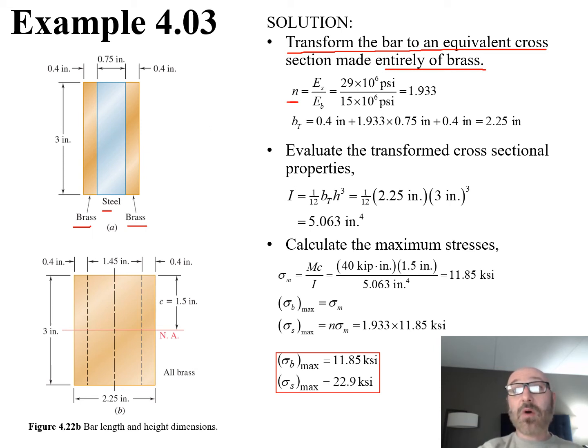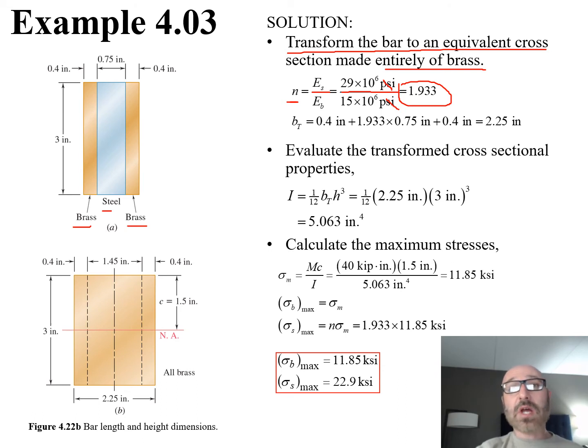So we take a look at that. We have our steel over our brass, so we can say n is equal to E sub s over E sub b, where those were given to us in the problem statement. Our E sub s was given to us as 29 times 10 to the 6 psi. Divide that by 15 times 10 to the 6 psi. That gives us a value for n, that ratio, of 1.93. We see that it's unitless because our psi cancels our psi.